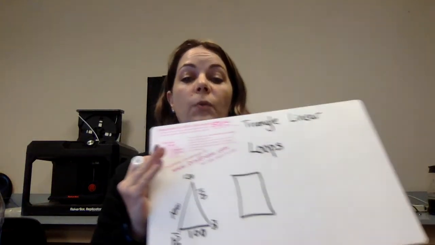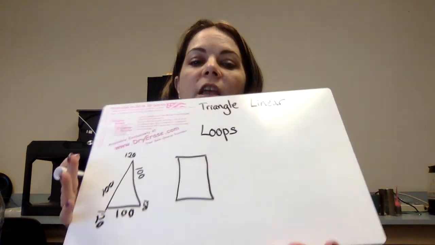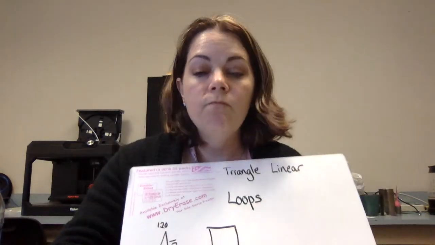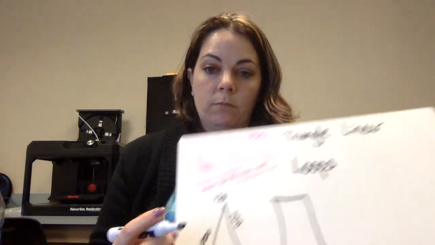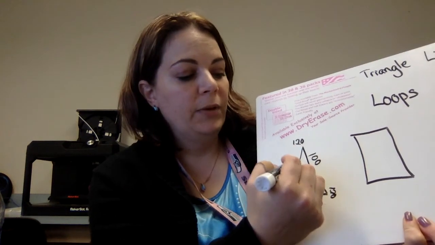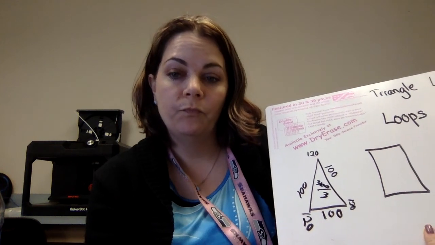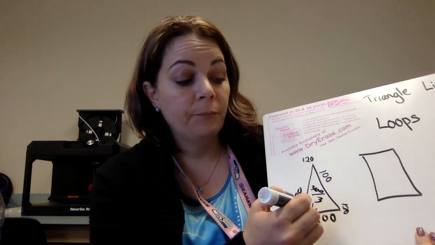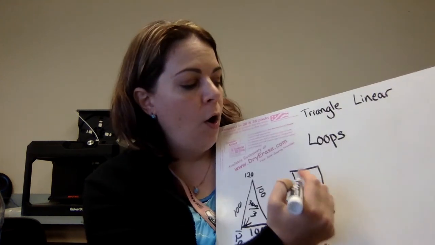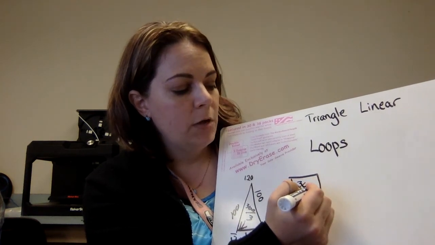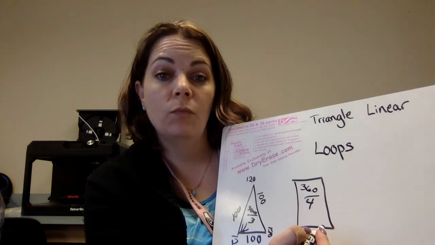Now, as we've already discussed, all polygons have 360 degrees, just like our square, just like our triangle. So if we have our triangle, and we take 360 degrees and divide it by 3, we get 120. We take 360 and divide it by 4, we're going to get 90.